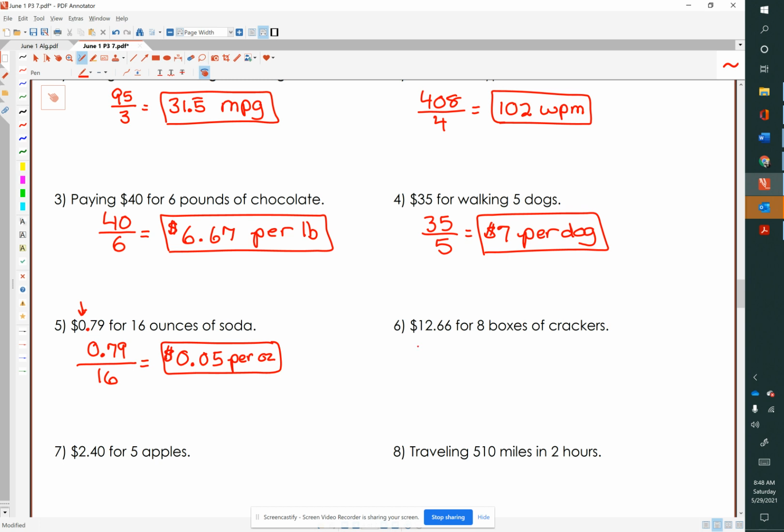So number 6, we've got 8 boxes of crackers for which we've paid $12.66. So we want to find out, what is the unit rate? What does it cost for 1 box of crackers? So $12.66 divided by 8 equals, and this is money, $1.58, and that's per box of crackers.